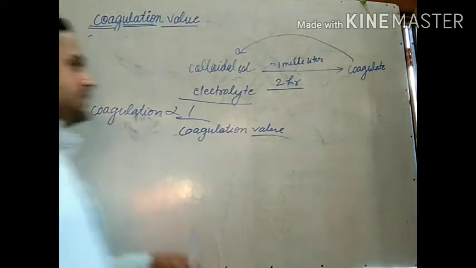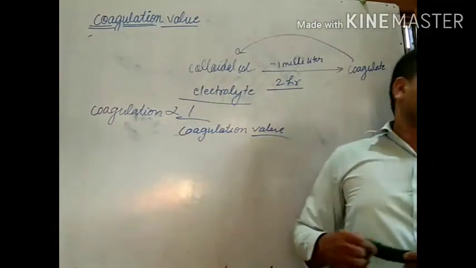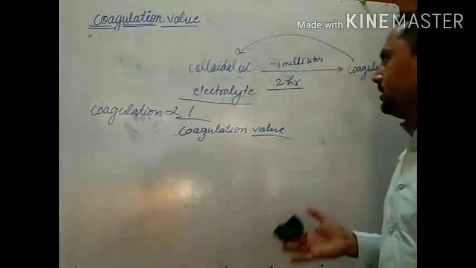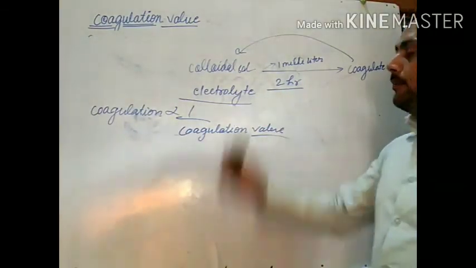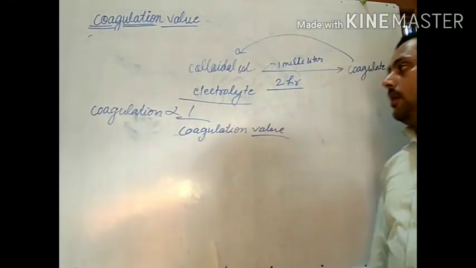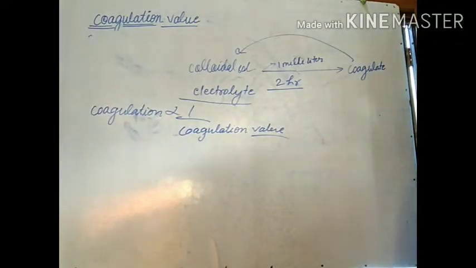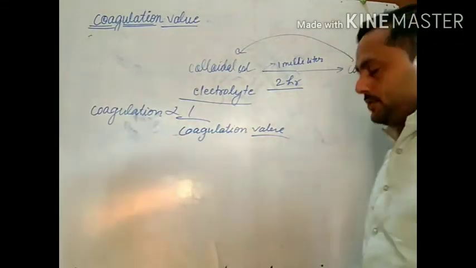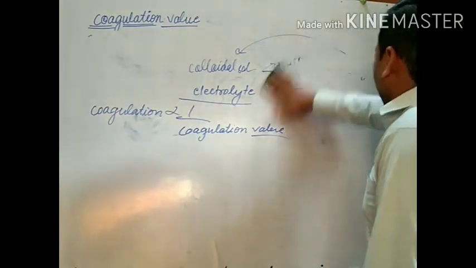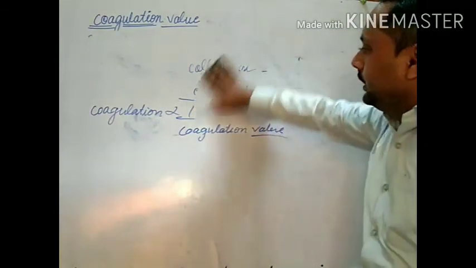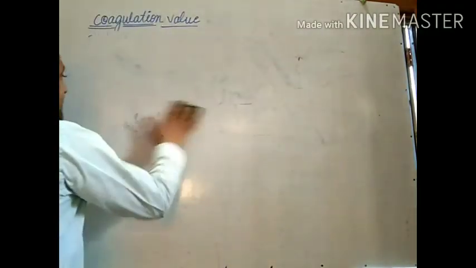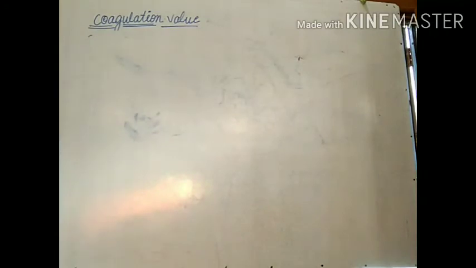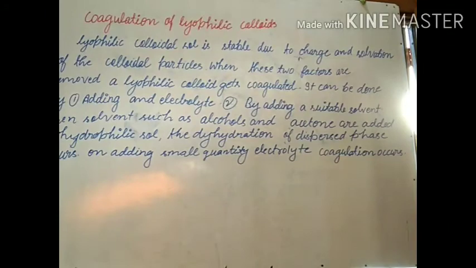Maybe some question is asked on this, where coagulation values of 2-3 compounds are given and it asks which one is able to coagulate the given colloidal solution. So you may get this type of question in a board exam and a competition. So today we have discussed these points. Let us move to the next topic.